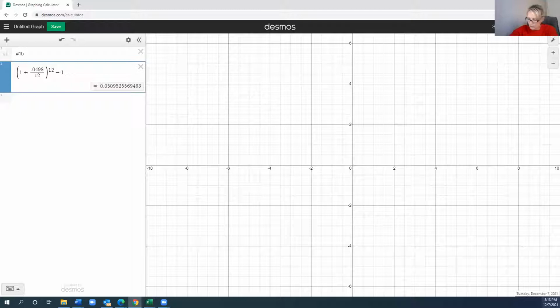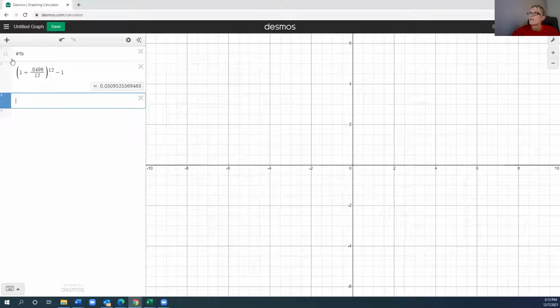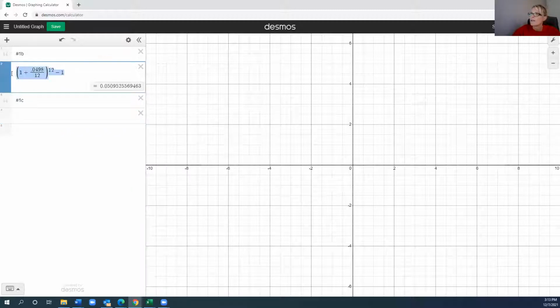So the effective rate for the first one is 0.05095, which is 5.095%. Okay. And the second one is for C, and that's going to have a similar formula.